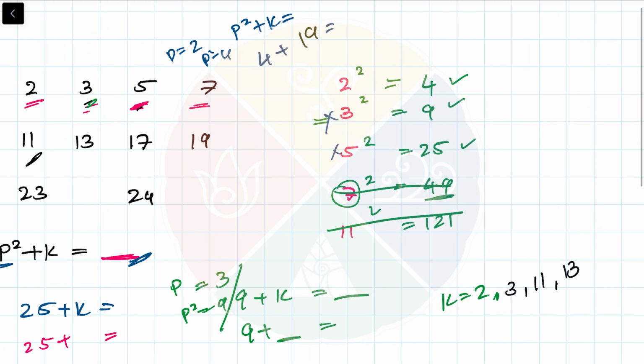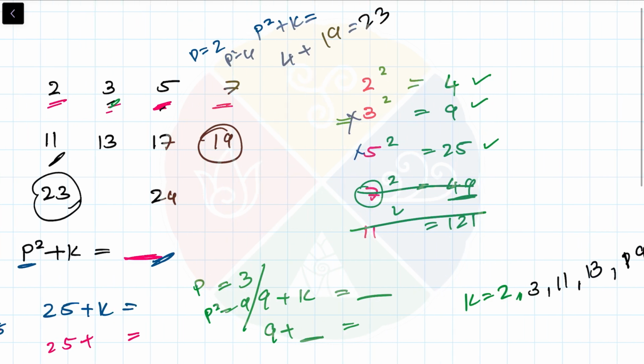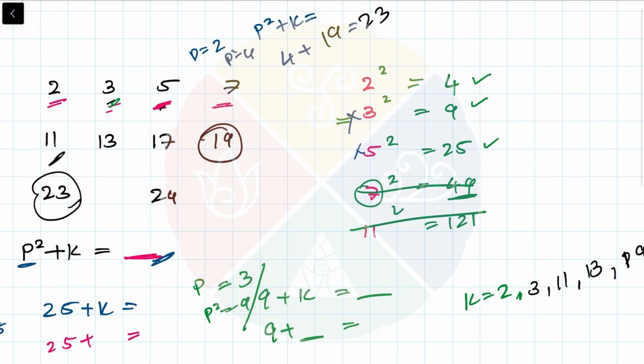17 is done. 19. 19 plus 4 is 23. That's another prime number less than 30. So k can also be 19. Now let's put this value in. 19 is also done.